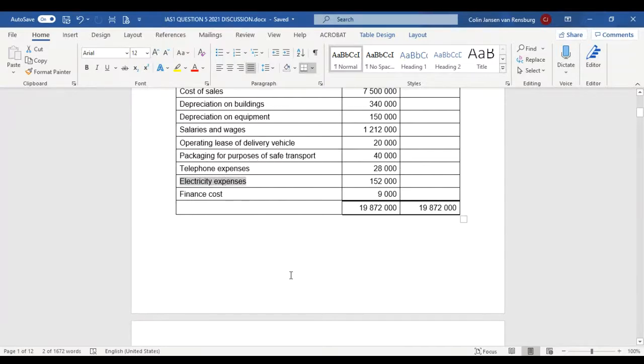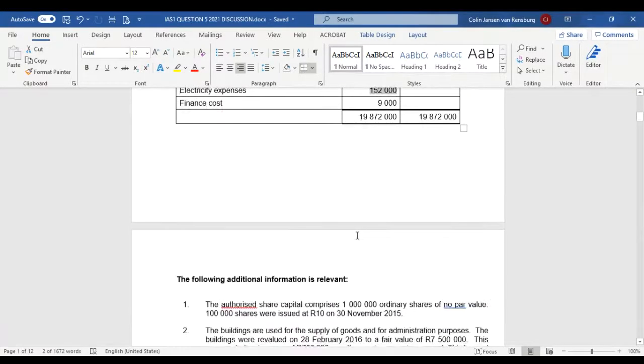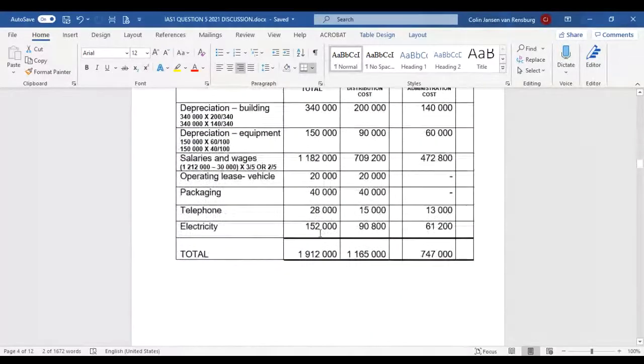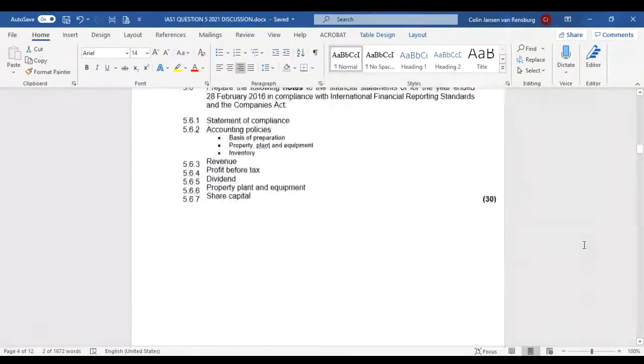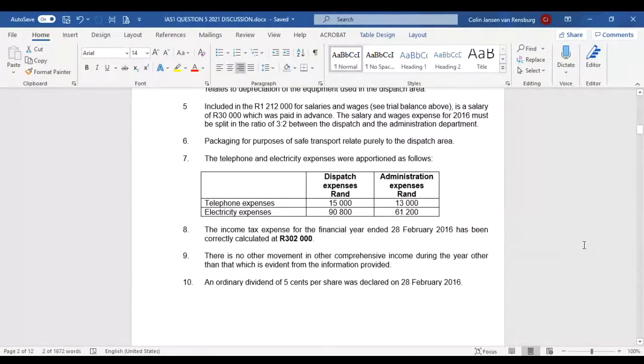Now we've got electricity expenses, right? Electricity expenses, 152,000. We can simply copy that over to our allocation table. So if we go to our allocation table there, 152,000. Okay, ladies and gentlemen, now we must go and see how they have allocated this. This you may find is similar to the telephone, where they have actually had a look. What is the extent of the electricity being used in your dispatch area? What is the extent of the electricity being used in your administration area?